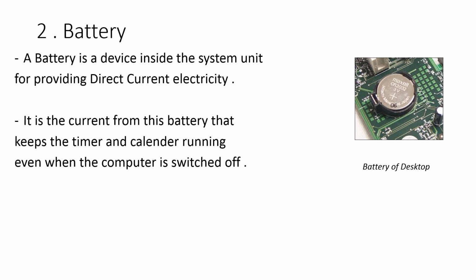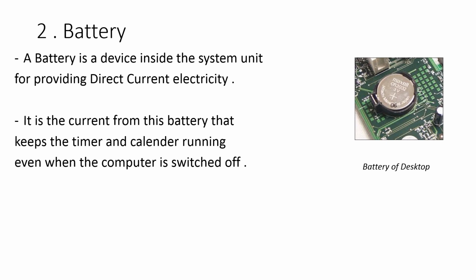It is responsible for providing the electricity to all other parts of the computer. A battery is a device inside the system unit for providing direct current electricity. What it means is, it is responsible for providing the electricity to all other parts of the computer. Now one more point you will need to study in this battery part. Just notice what is the timing in your desktop. I will give you 5 seconds. Just notice what is the timing on your desktop.